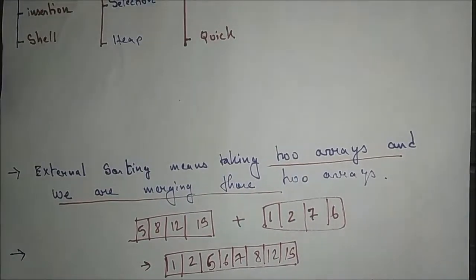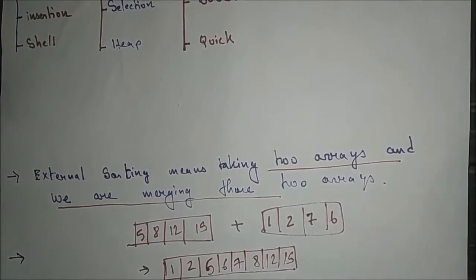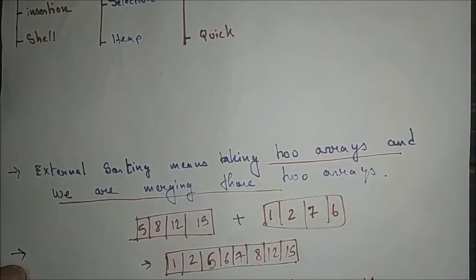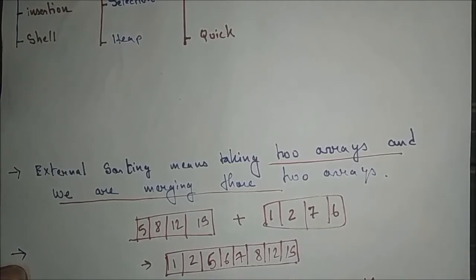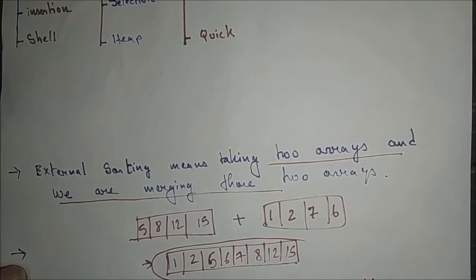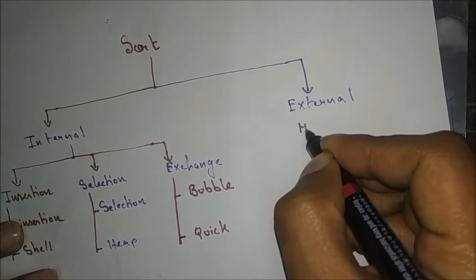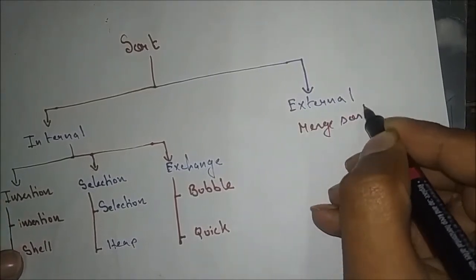A common example of external sorting is merge sort. Here two arrays are given in unsorted order, and we'll take the elements from those two arrays and merge them into one array in sorted order. This is the example of external sorting, that is merge sort.